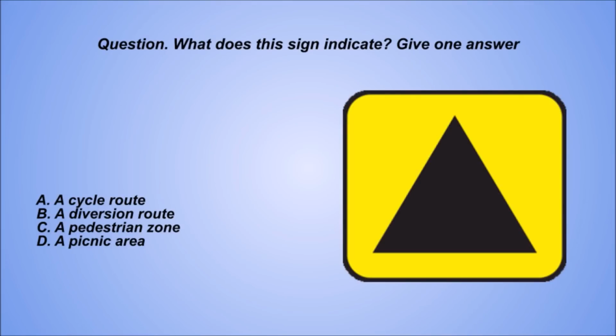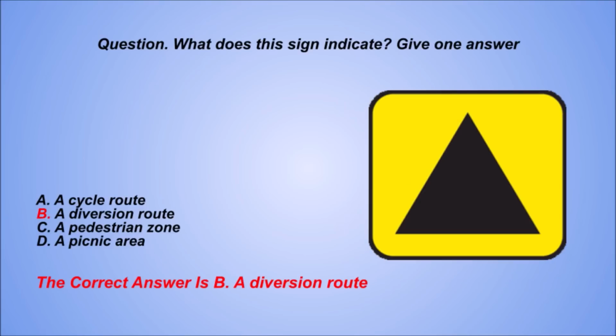Question: what does this sign indicate? Give one answer. A. A cycle route. B. A diversion route. C. A pedestrian zone. D. A picnic area. The correct answer is B.